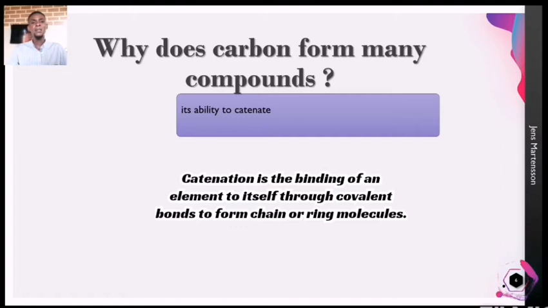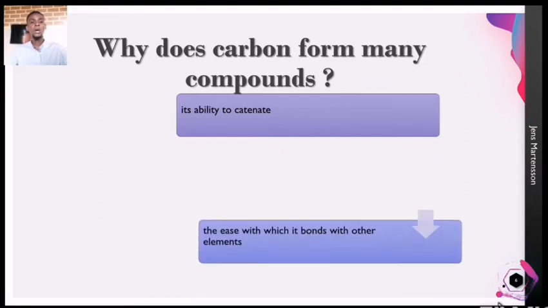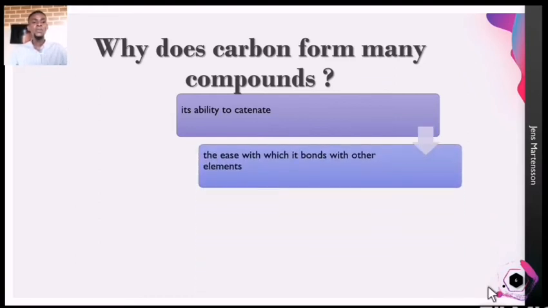So if carbon can combine with itself and form a really, really long chain, it means that it could form thousands of compounds. So that is the first reason why carbon forms a lot of compounds. The second reason why it forms a lot of compounds is the ease with which it bonds to other elements.